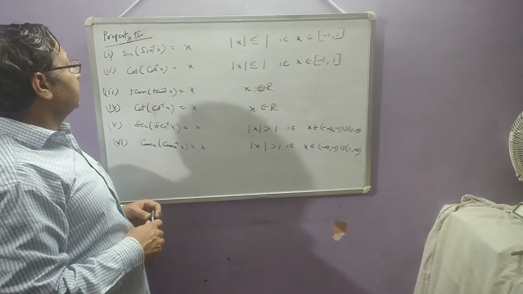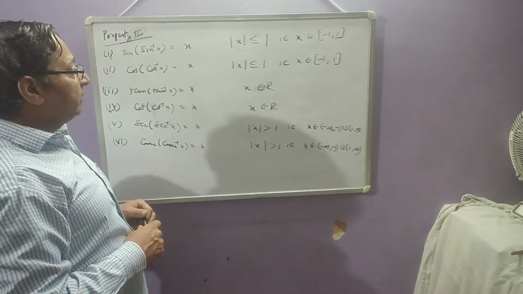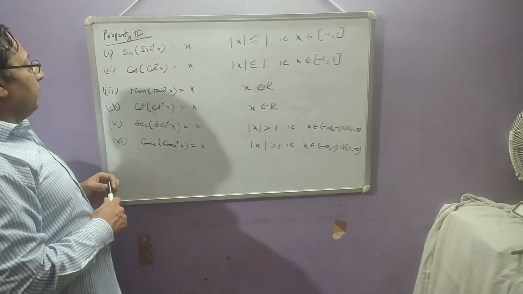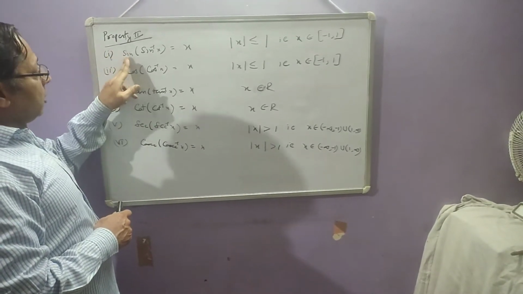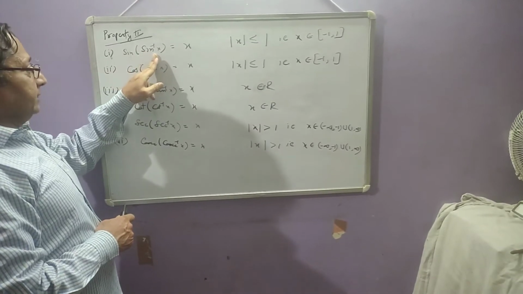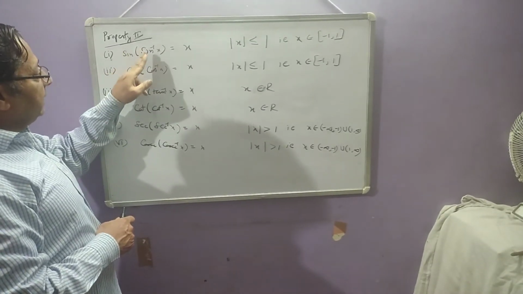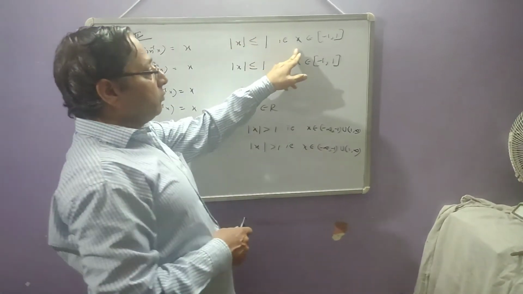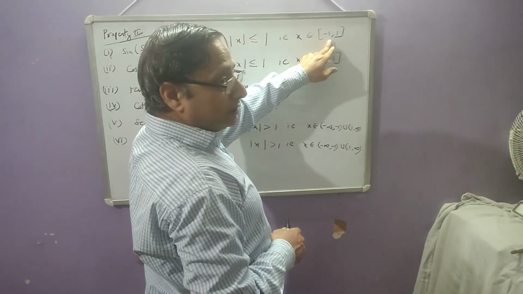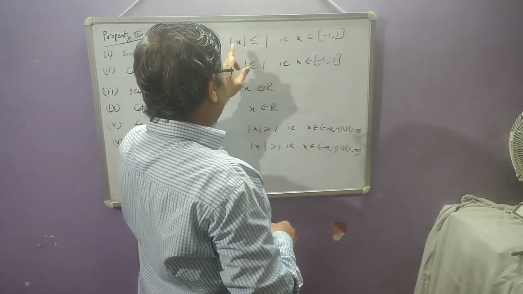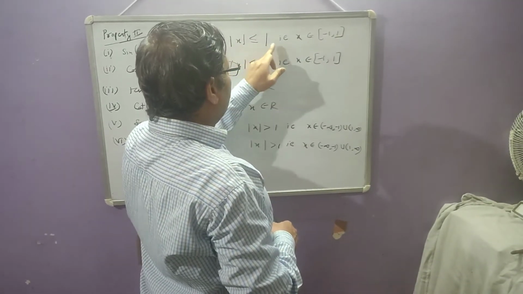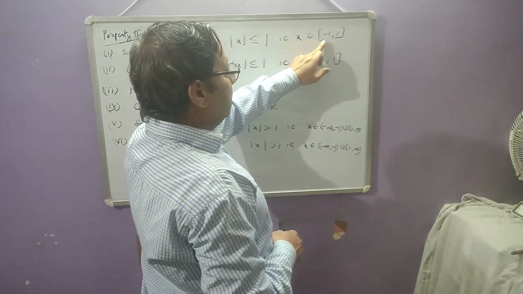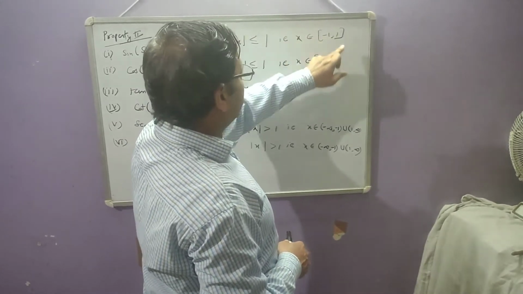Now let us discuss the second property of the inverse trigonometric functions. What is the second property? It is sine of sine inverse x. Here sine will neutralize the sine inverse and we get x only if x belongs to the domain of the sine inverse function, that is mod x is less than or equal to 1, or we can say that x belongs to the closed interval -1 to 1.